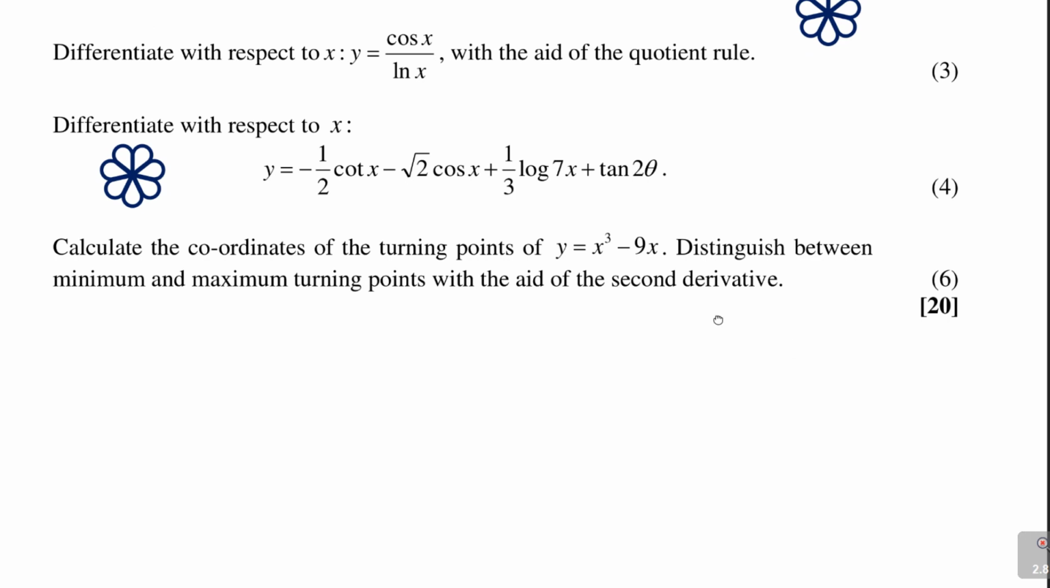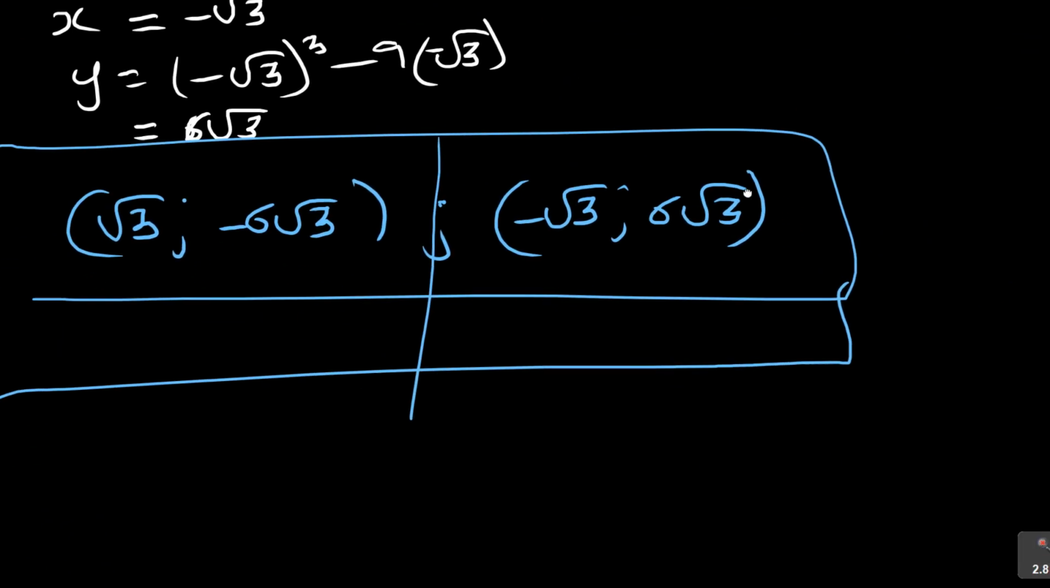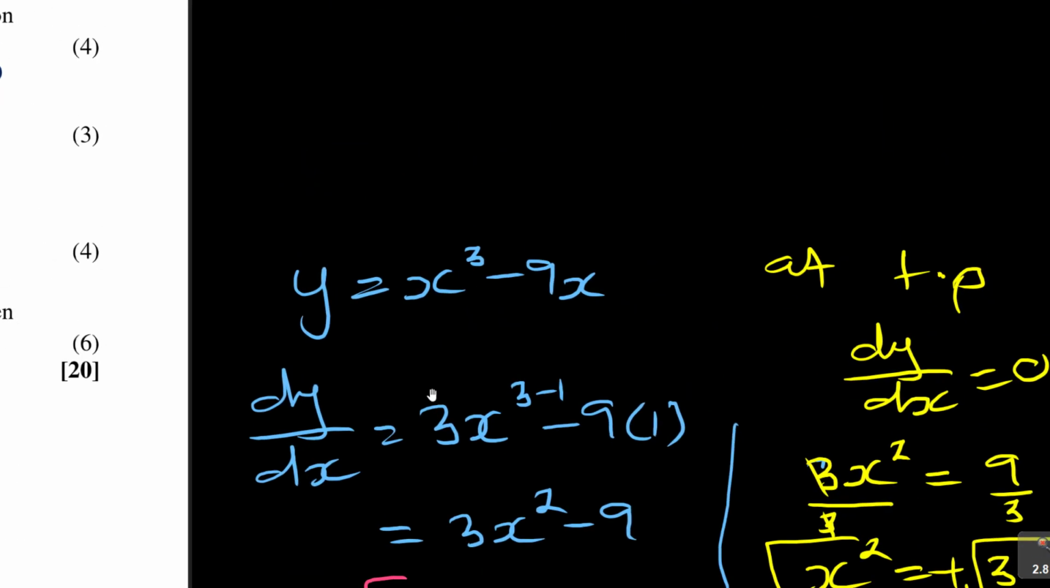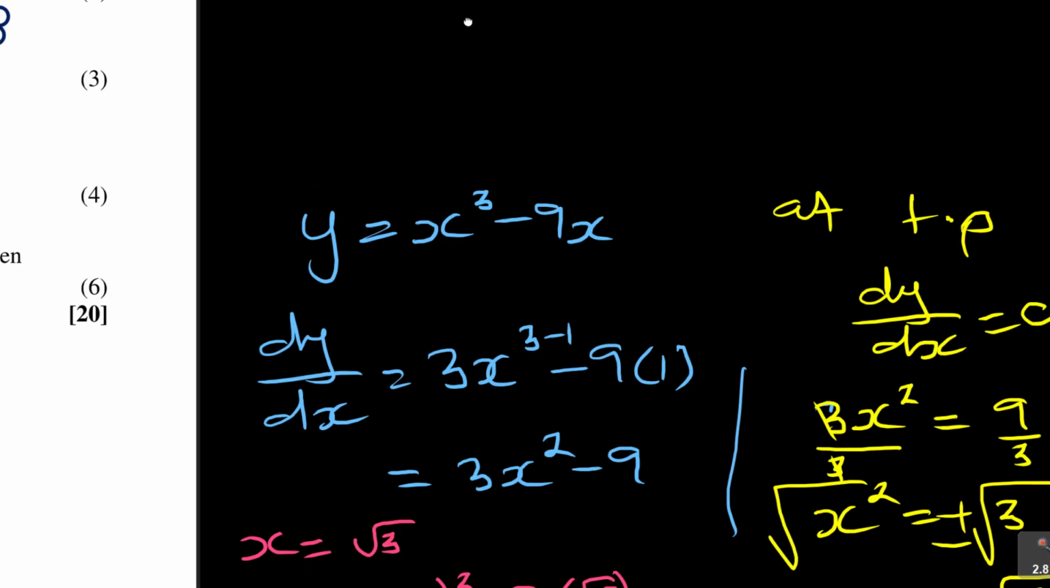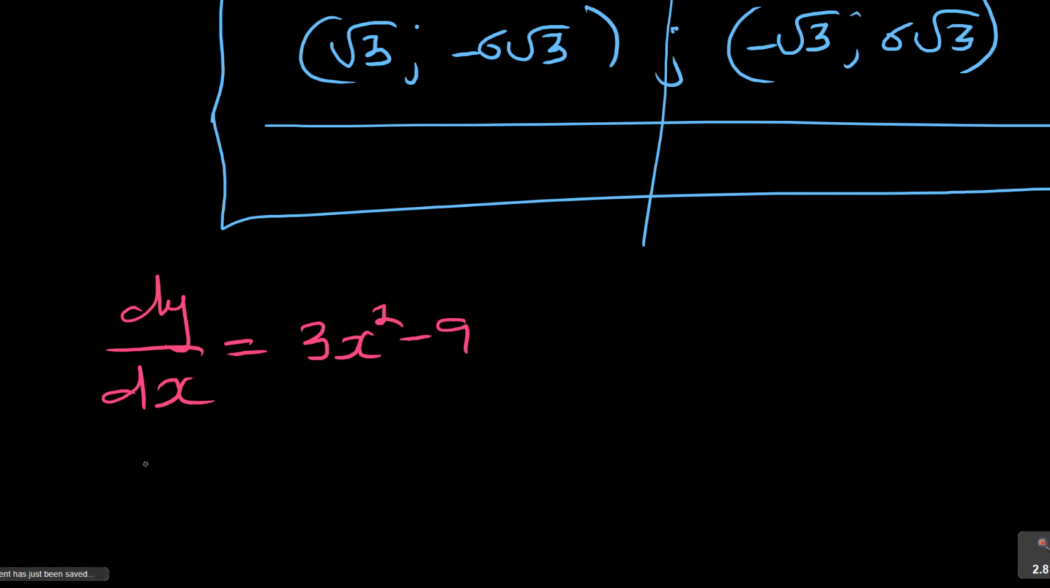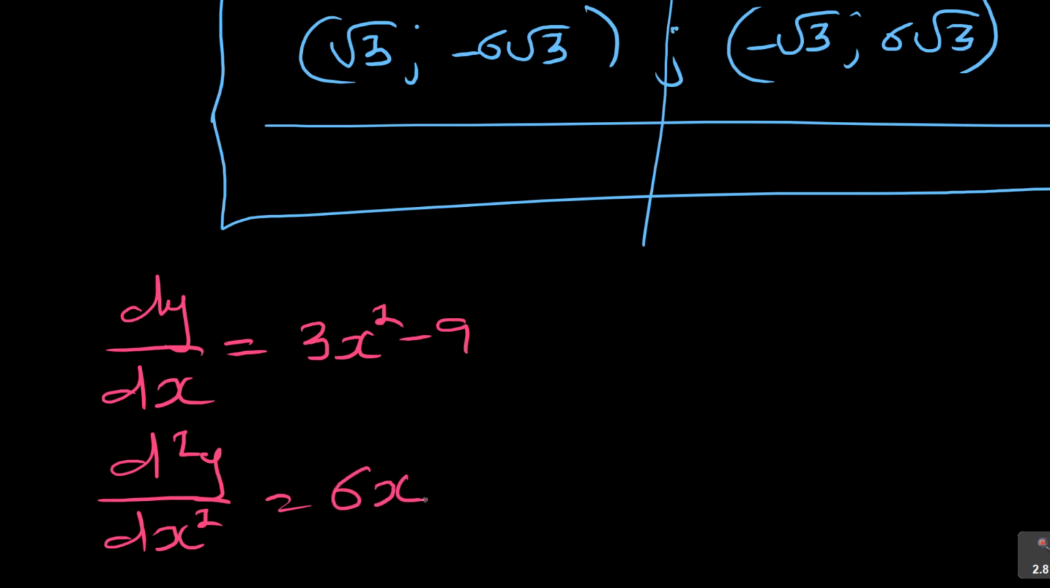Distinguish between that using the second derivative. You see that? So now, how do I apply the second derivative? Remember, I come back here. This is my dy over dx, it's 3x squared minus 9. So now my d squared y over dx squared is equal to what? 3, drop there, 3 times 2, it's 6x.